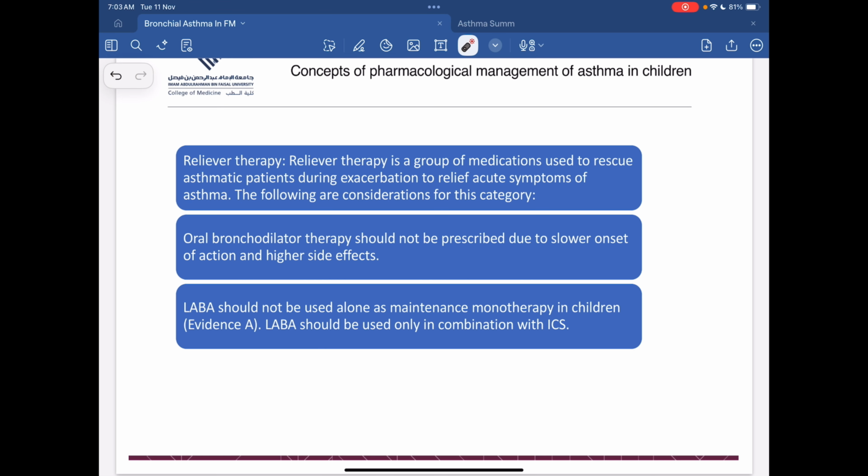Okay. For reliever therapy, there are some points that should be considered. Oral bronchodilator therapy should not be prescribed due to slower onset of action and higher side effects.